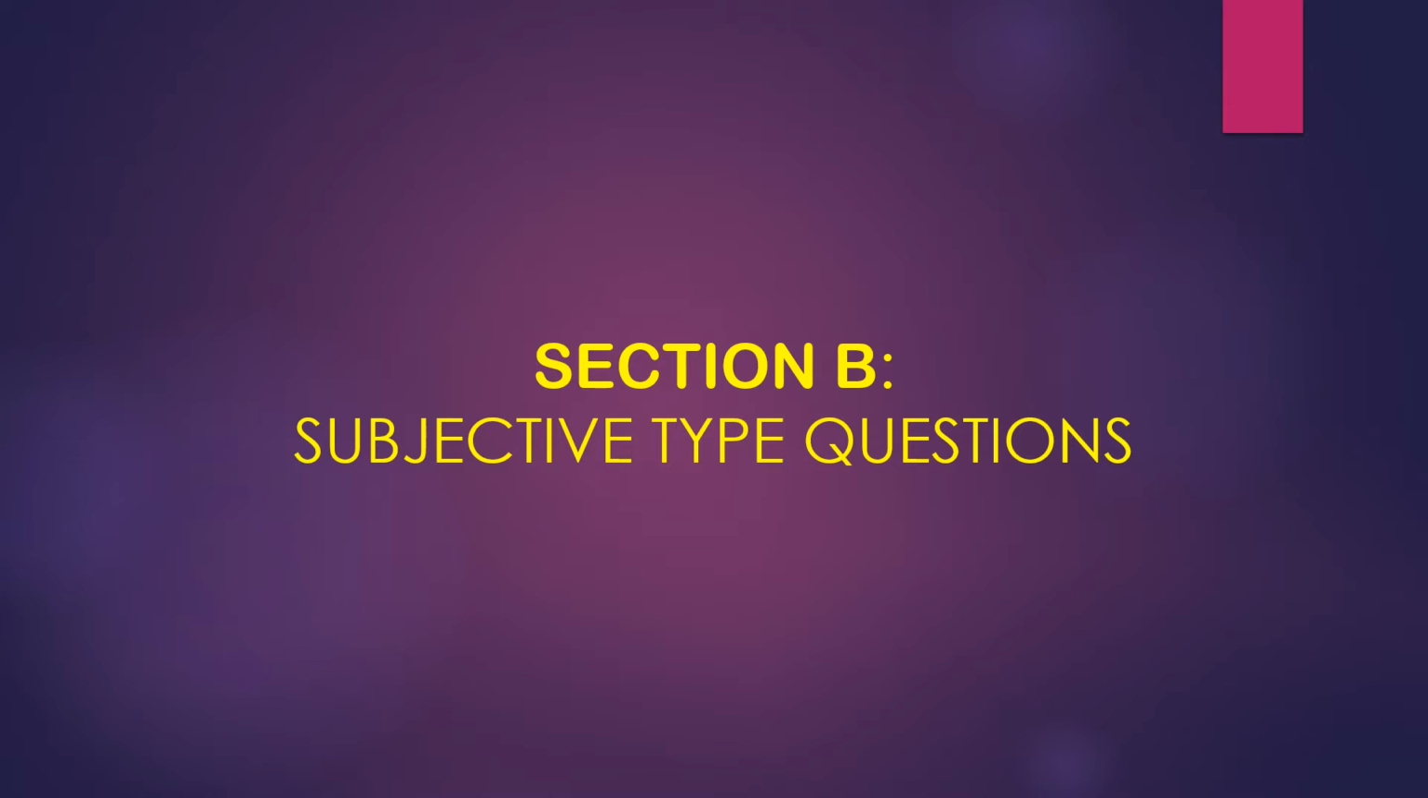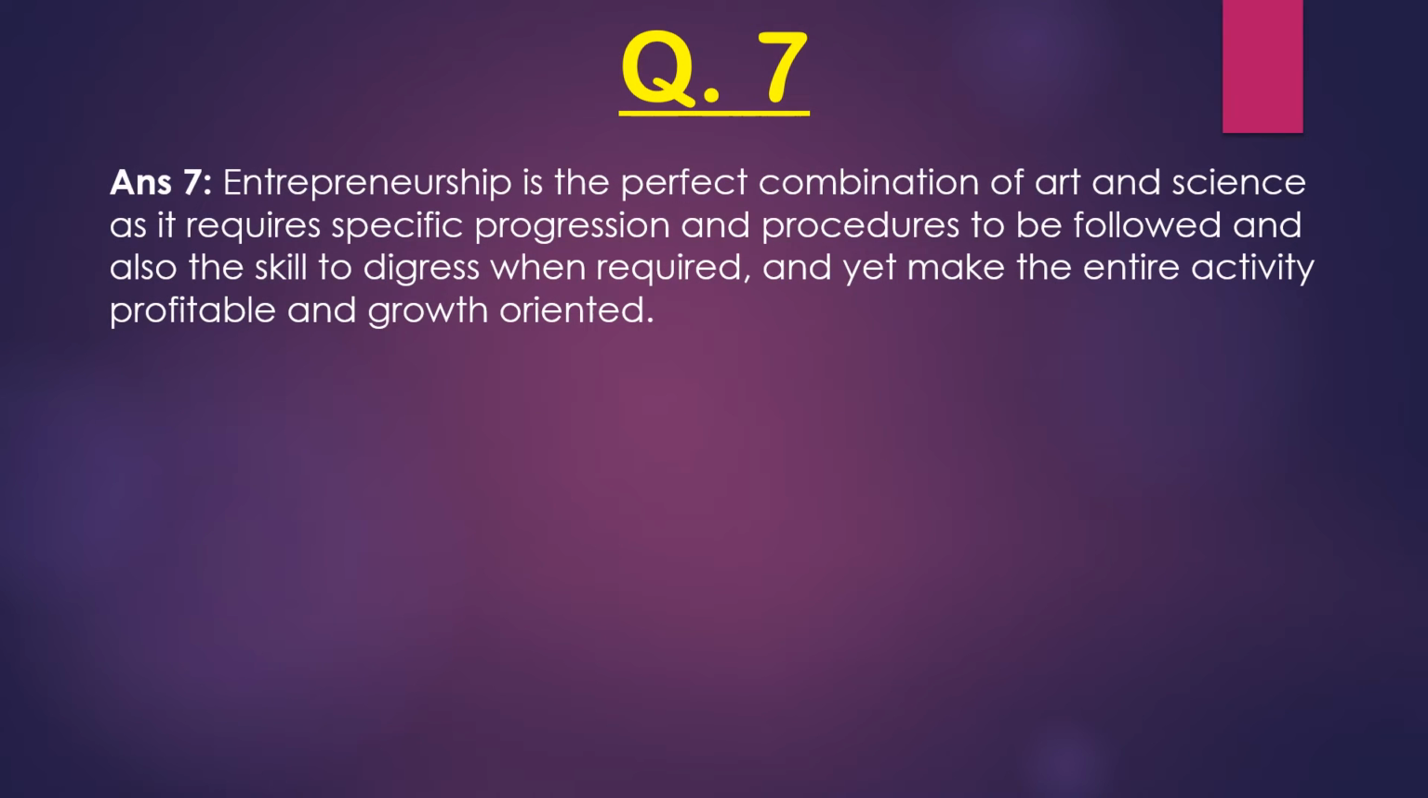Now we are coming to section B, which has subjective type questions. In subjective type questions, you have to write your answer in detail. So here we are proceeding with the first subjective question, which is about entrepreneurship.